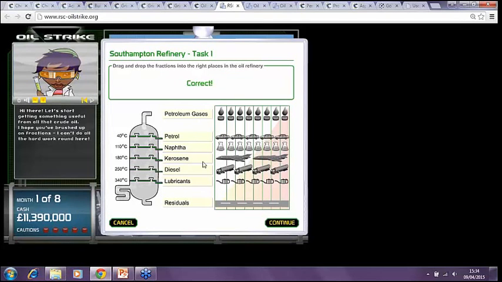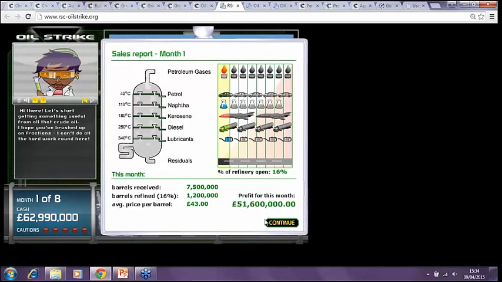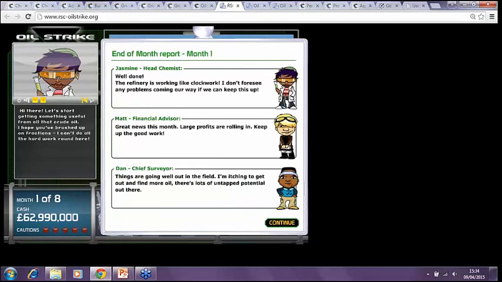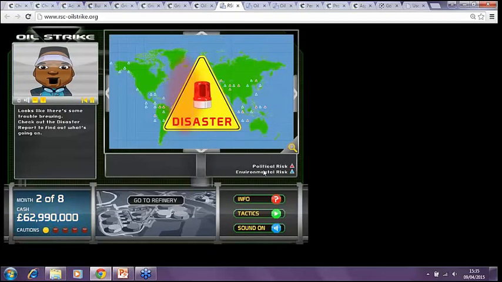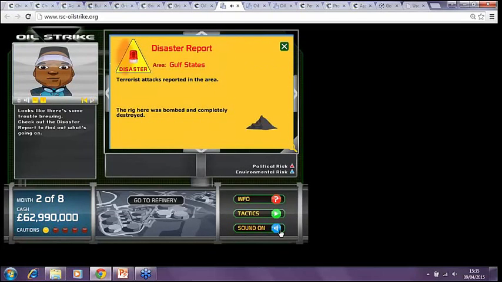So you can see you're working through it. It's a game. You're trying to make lots of money. There we go. We've made £51 million this month. Wouldn't that be nice? So that's the idea of Oil Strike. You work through it. It's fun. It's randomized, so you don't get the same questions every time that you do it. So you can play it again and again.